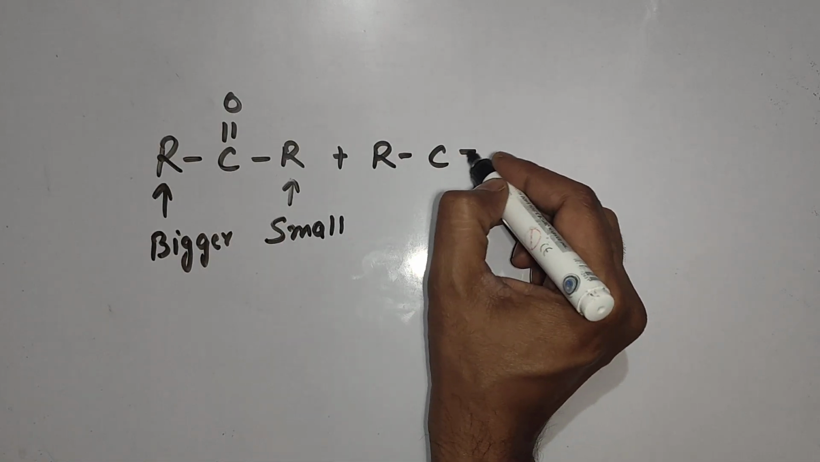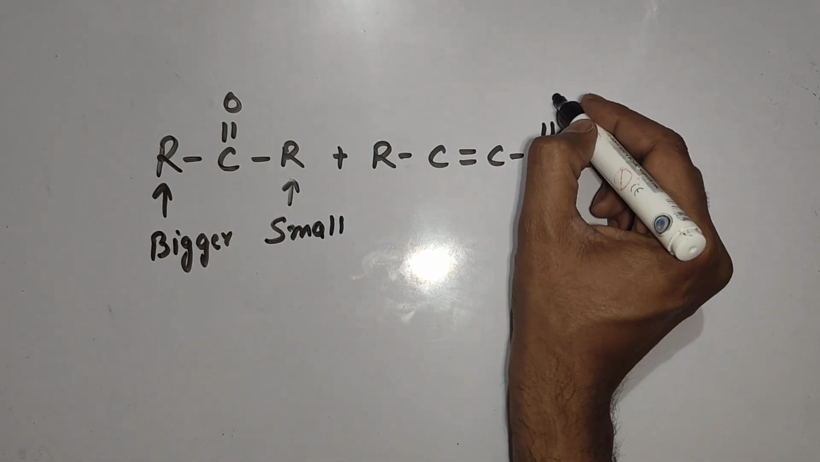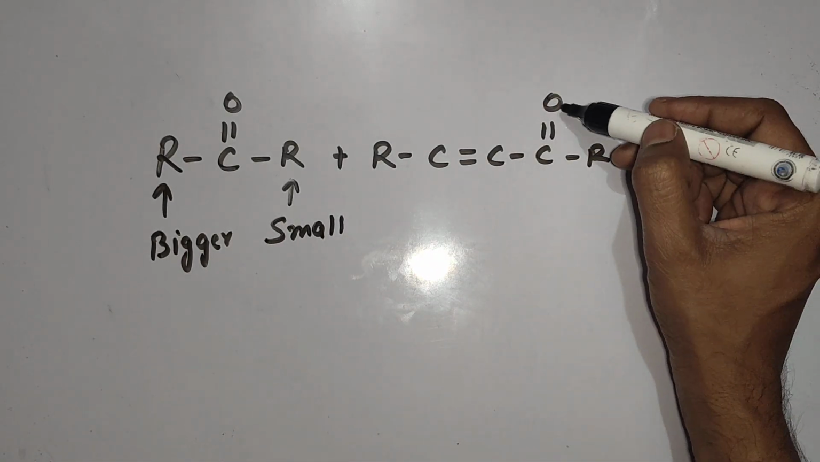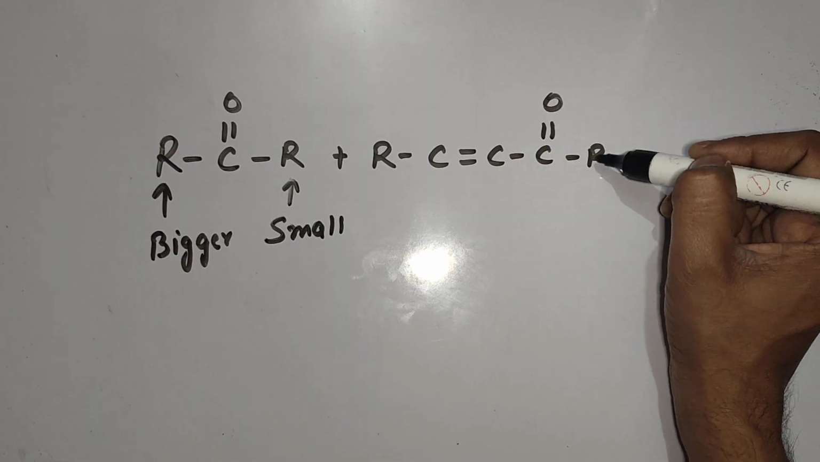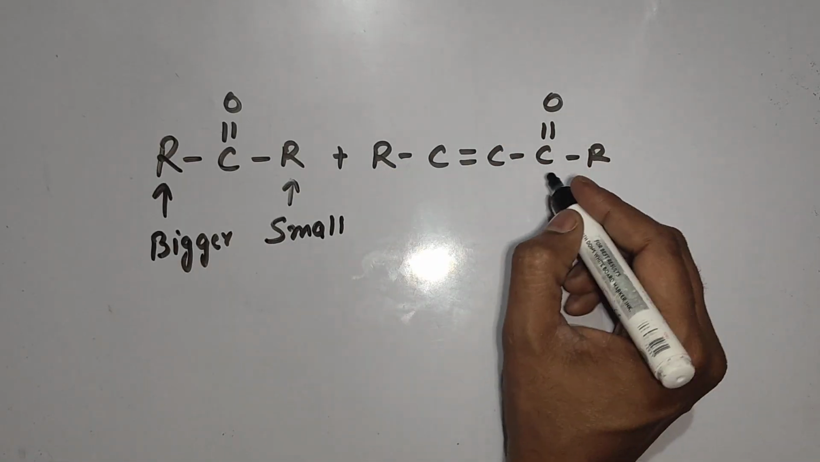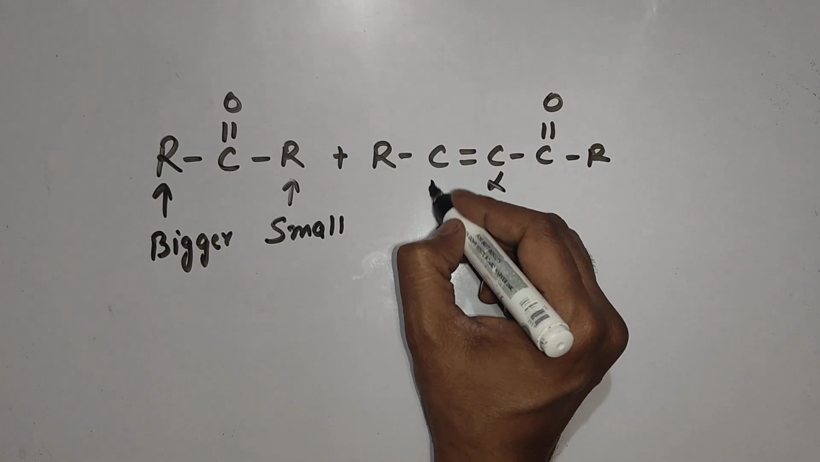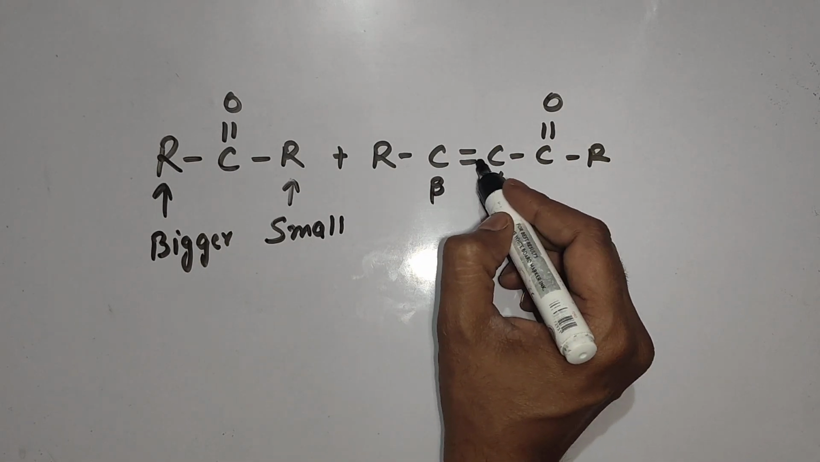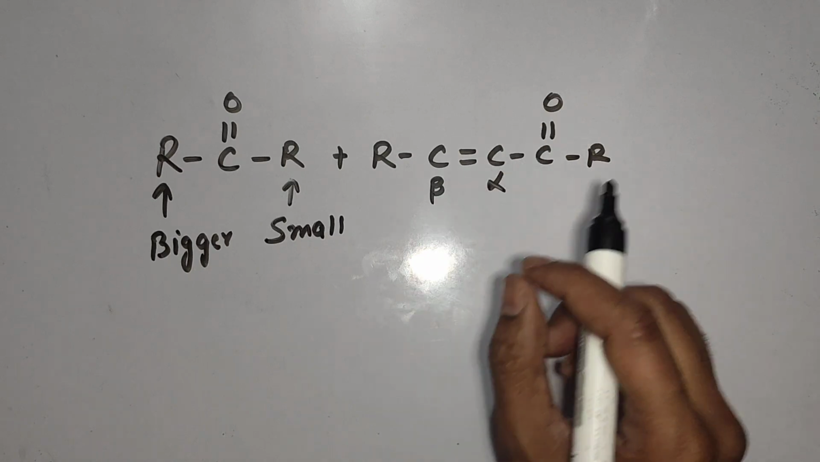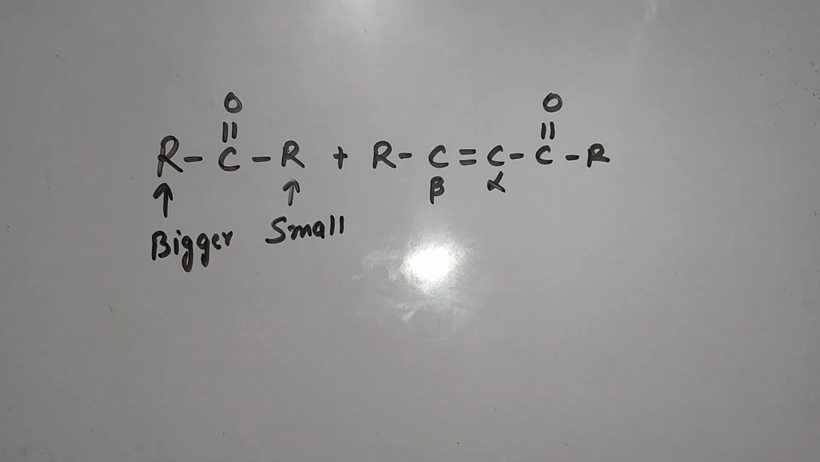And this is the general formula of alpha beta unsaturated ketone. Carbonyl group is there, this side alkyl group is there, that side also alkyl, but you can check around this carbonyl group, this carbon is alpha carbon, next is beta. Between alpha and beta we have unsaturation, means double bond. That's why we are calling it alpha beta unsaturated ketones.